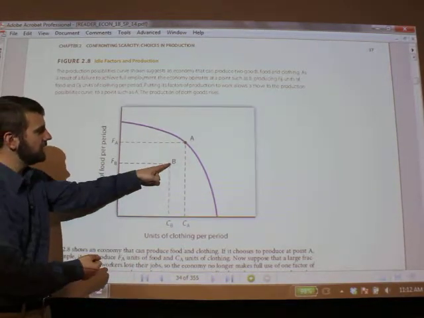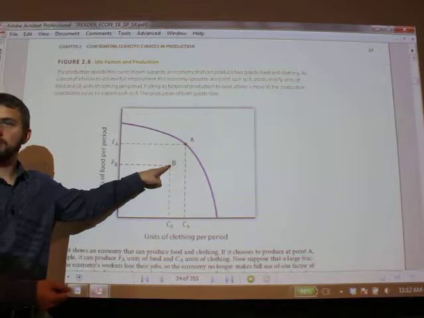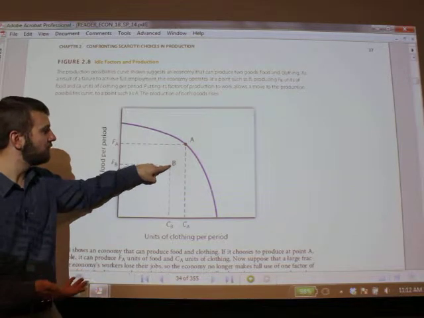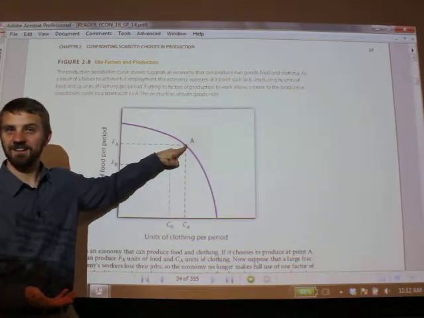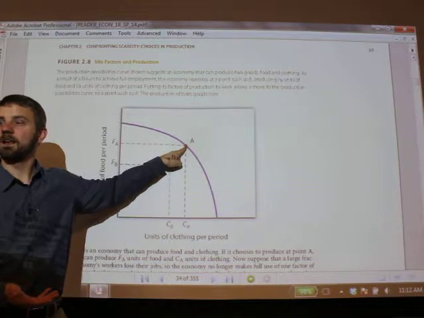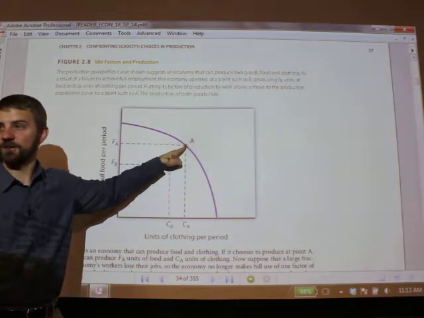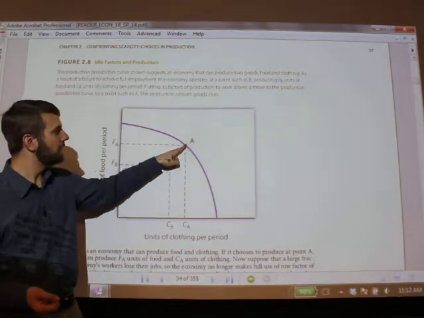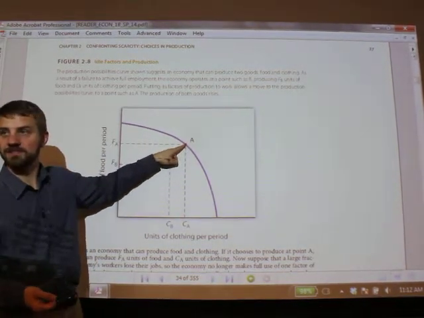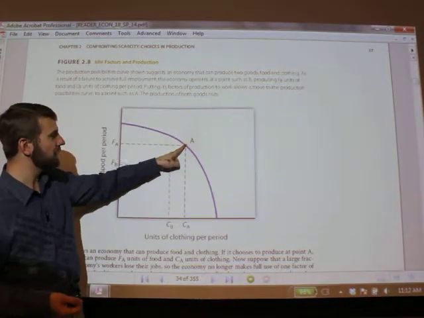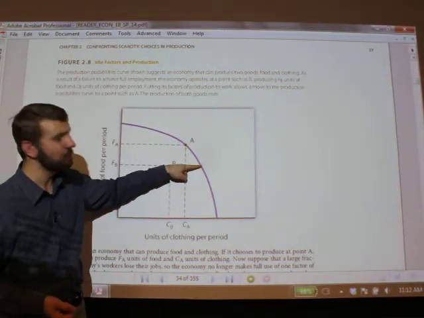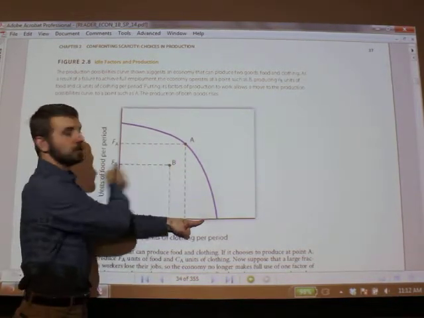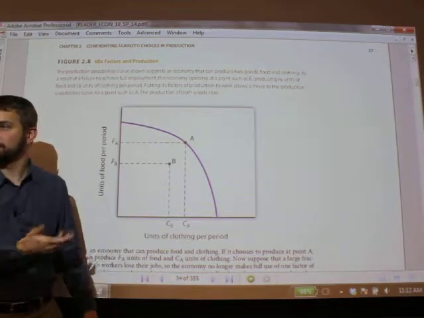If we're at point B, this means we have idle factors of production. Workers are sitting at home not doing anything. If we can get them to work, then we can get more of both. Right? We can go to point A. And we have no trade-off here, right? Because we've just utilized our formerly idle factors. But if we're on the PPC, and now let's say we want to get more clothing, we can only get more clothing by giving up food. For example, if we move here, we'll get more clothing, but we'll have given up food. Right? And vice versa.